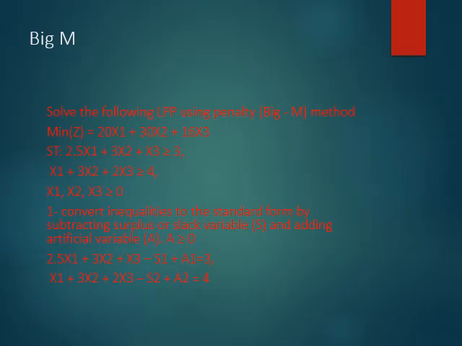3 and 4 are constants. 2.5, 3, 1, negative 1 and 1 are the coefficients of the variables of constraint 1. Then 1, 3, 2, negative 1, positive 1 are the coefficients of the second constraint, equal to 4. 4 is the constant here.